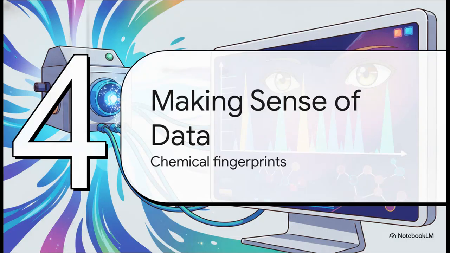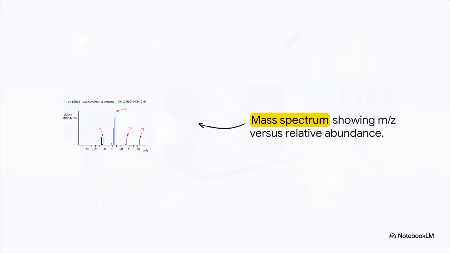Section 4. Making sense of data. Reading the chemical fingerprints. So once the molecule completes its crazy journey through the hardware, we finally move to the output. When those selected ions strike the detector, they generate these tiny, tiny electrical signals. The computer captures those signals and translates them into a mass spectrum. It's essentially a chemical fingerprint. Take a look at this simplified reading for pentane, for example.